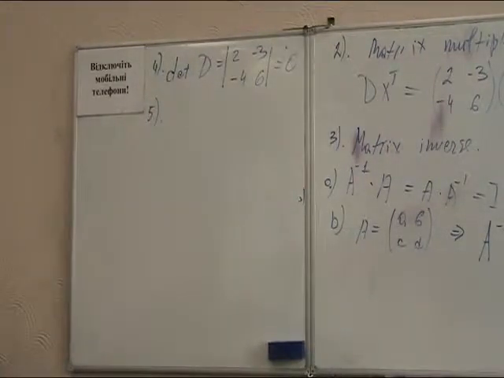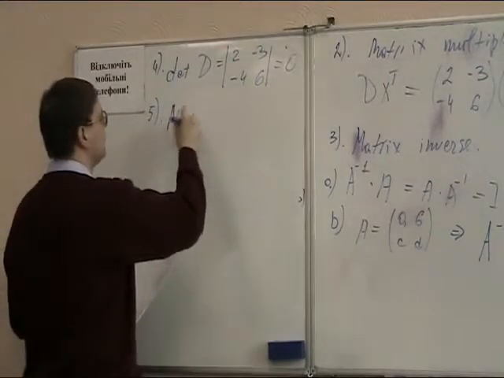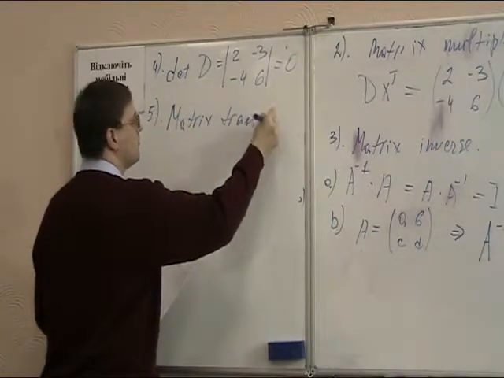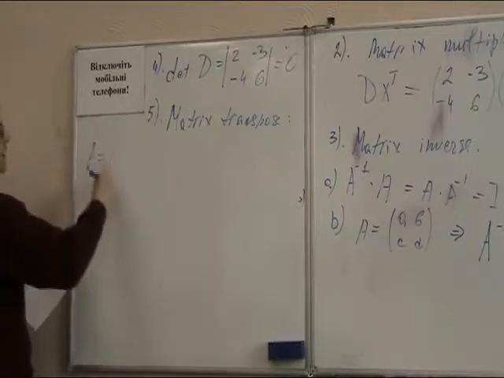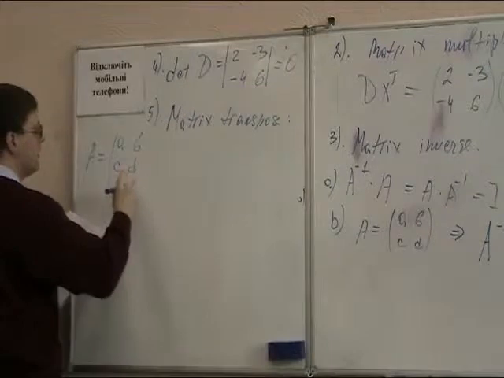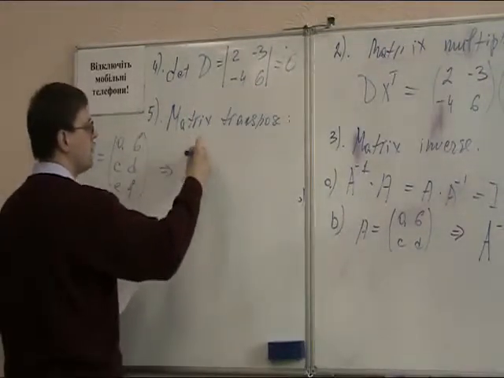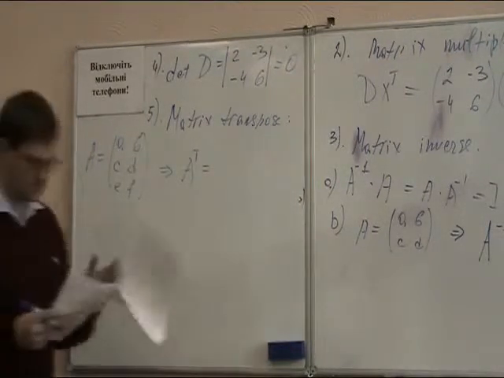We also used implicitly the notion of the matrix transpose. If the matrix A is something like A, B, C, D, E, F, then the transpose of the matrix is A, C, A, B, C. You can write it down.